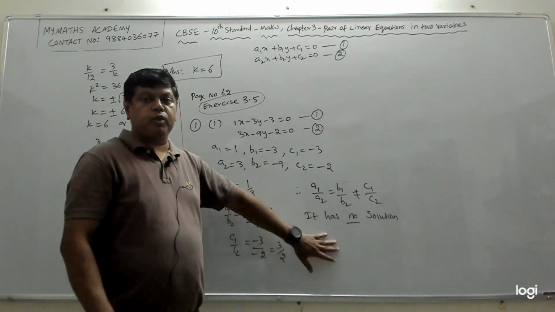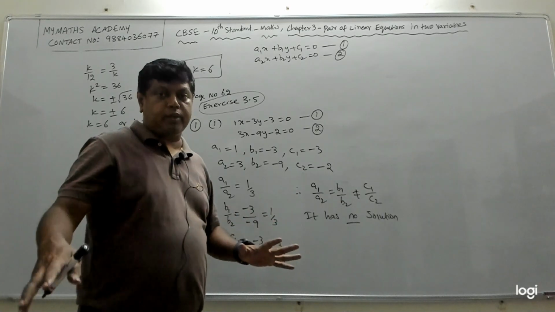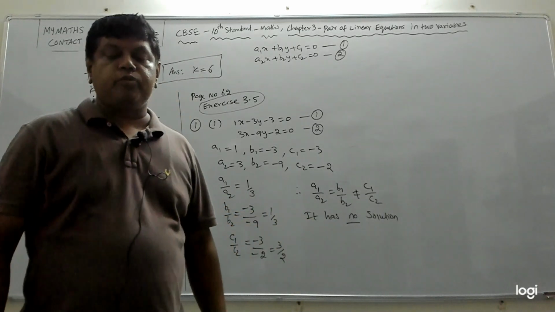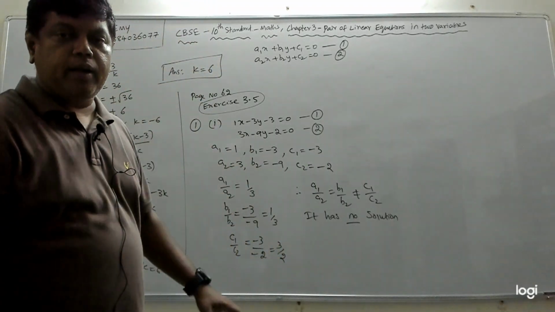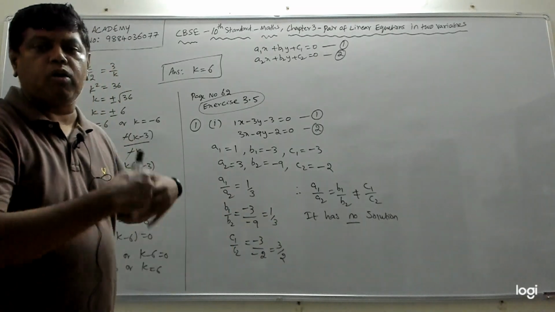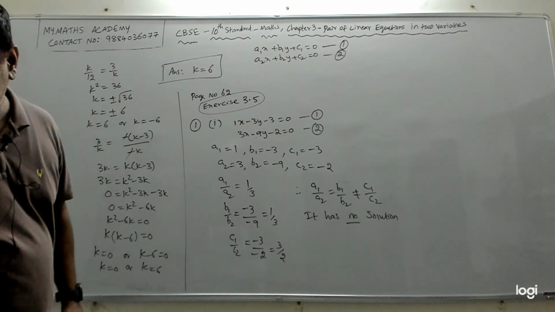We'll stop here, because only if it is a unique solution do we need to solve using the cross multiplication method. That is the question. But here it is not a unique solution, so we should stop here and say it has no solution. We cannot solve because it does not have a solution. Fine. Now let's go to the next one.